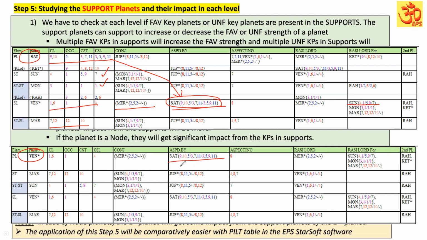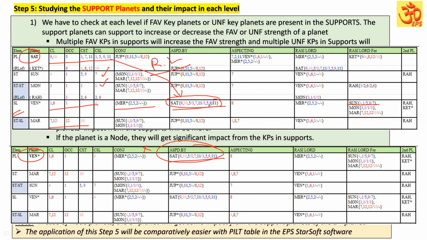If Saturn was one of the star lord or sublord, if it is present, it would form the ruler link. So the favorable influence of the Saturn would increase, because it is not only in supports but also a ruler. So a ruler link is formed here, but there is no ruler link here. Because of that, the favorable influence of the Saturn is comparatively lesser when compared to this case. So Saturn's sublord Venus has got some weakness, but that weakness is being reduced by the multiple key planets.